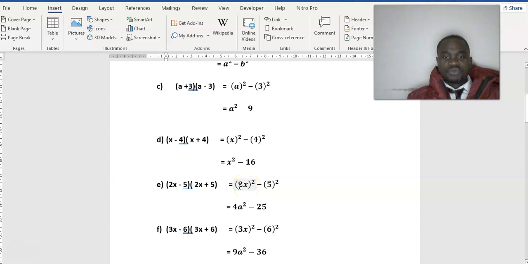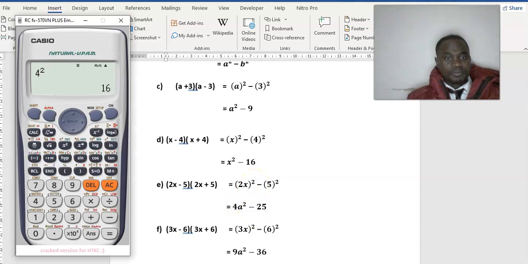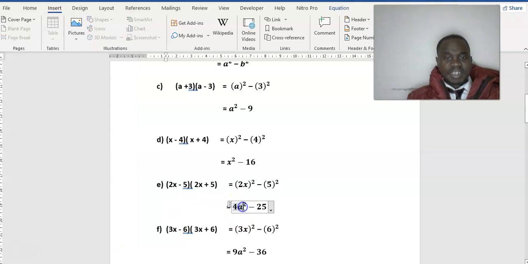So I'm going to have 2 squared, and 2 squared is what? 4. Let's check. How do you press 2 squared? We have our 4. You write your 4. What do you think this side is going to be? Is it supposed to be a? No, it's supposed to be what? x. Why? Because this is x. So this 2 squared affects this x.